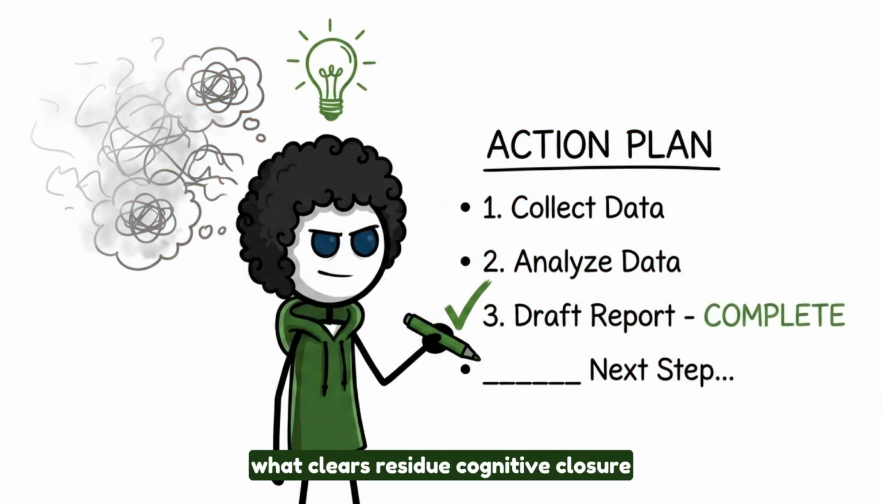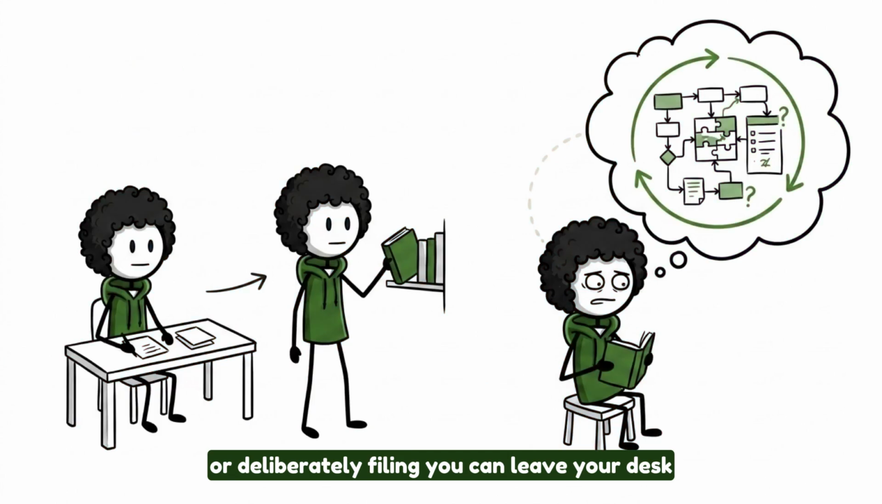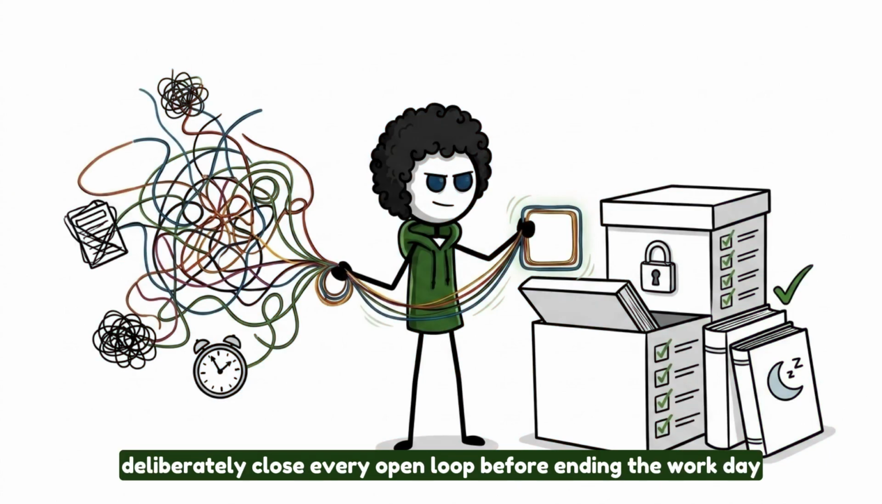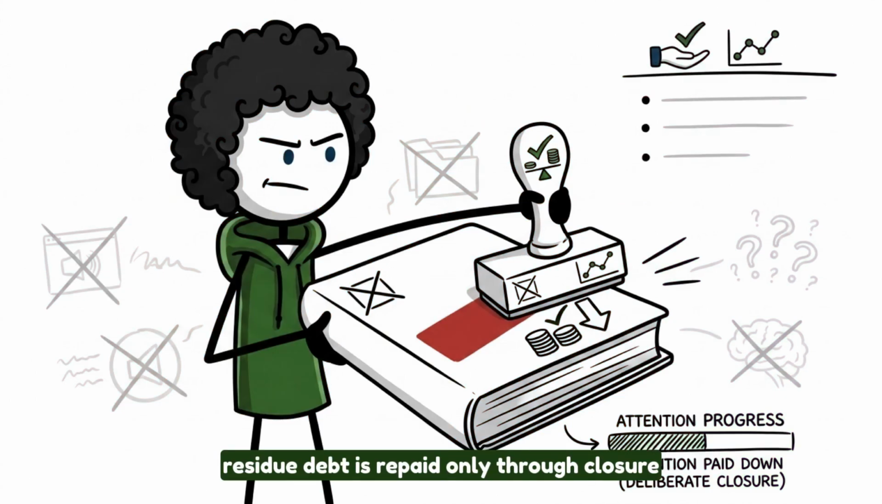What clears residue? Cognitive closure. Completing, specifically planning next step, or deliberately filing. You can leave your desk. You can't leave an open loop. It comes with you. Cal Newport shutdown ritual. Deliberately close every open loop before ending the workday. Residue debt is repaid only through closure. Time alone doesn't clear it.